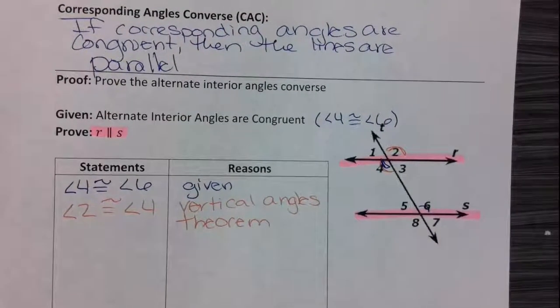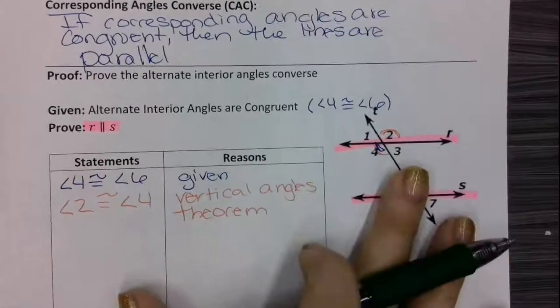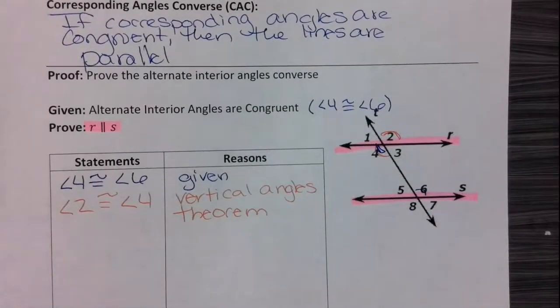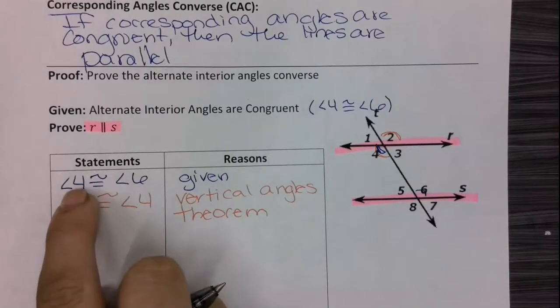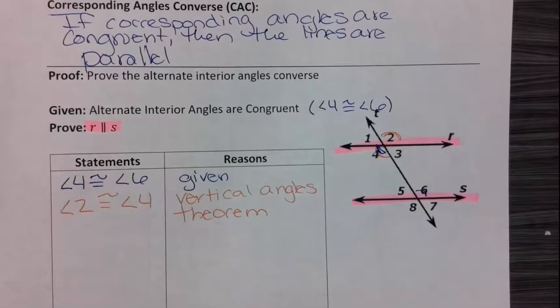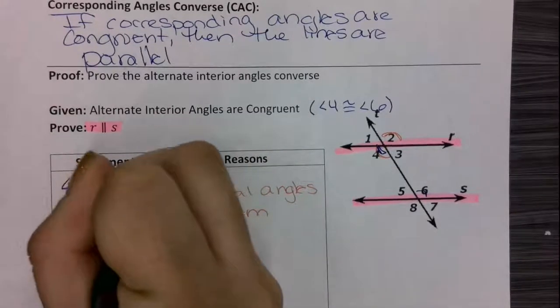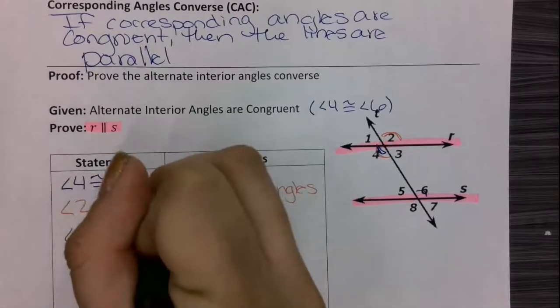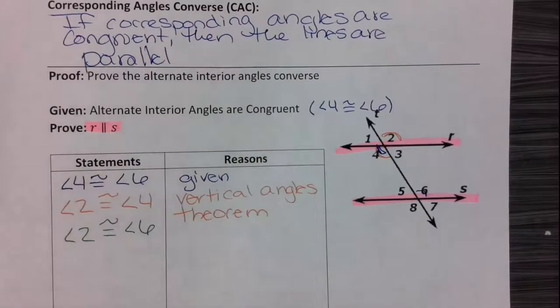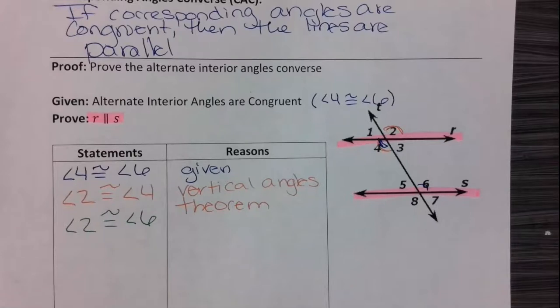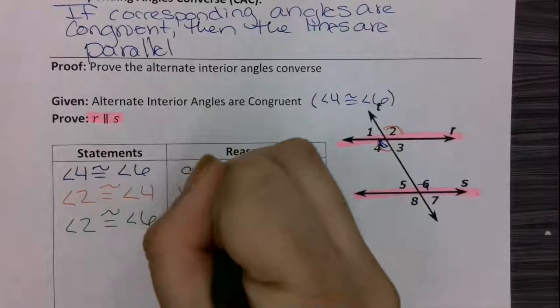What would I normally do in the other proofs? What would be the next step? So notice I have angle 4 up here and angle 4 down here. It's not called substitution, it's called a different word. Same idea though. I'm linking them together like cars on a train. Transitive property.